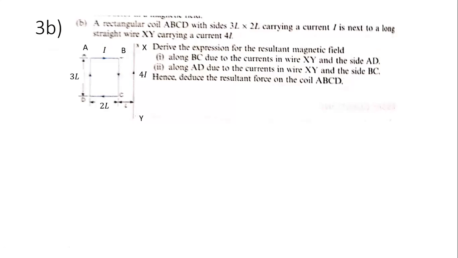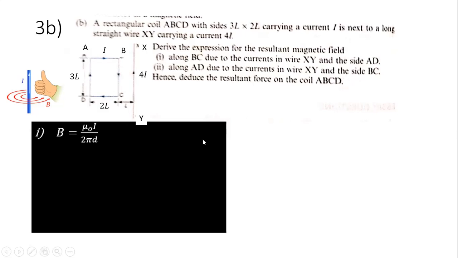A rectangular coil ABCD with sides 3L and 2L, carrying current I. All these are I. This one is 4I, next to a long wire XY carrying current 4I. Derive an expression for the resultant field along BC due to current in XY and the side AD. We will stop in 10 minutes time, so I'm going very fast.